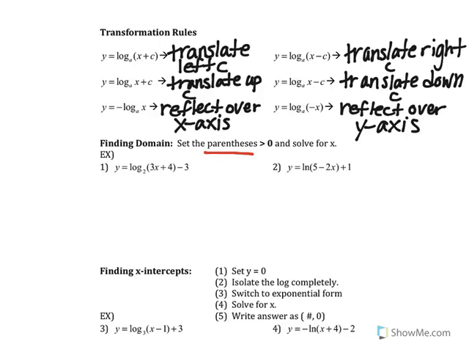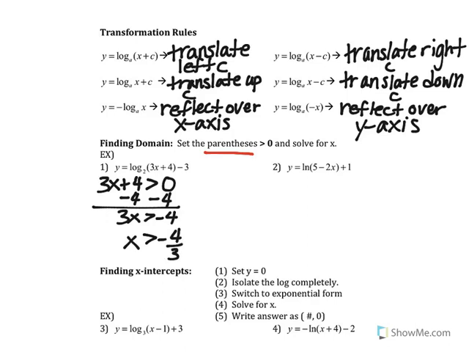So we already kind of talked about this a little when we were solving an equation. We're just going to take the parentheses, put it to be greater than 0, solve it. In this case, x will be greater than -4/3. The only thing you have to be careful of is when you divide by a negative. So in this next one, although we have this as an ln, you can do the same thing. We'll do 5 minus 2x is greater than 0.